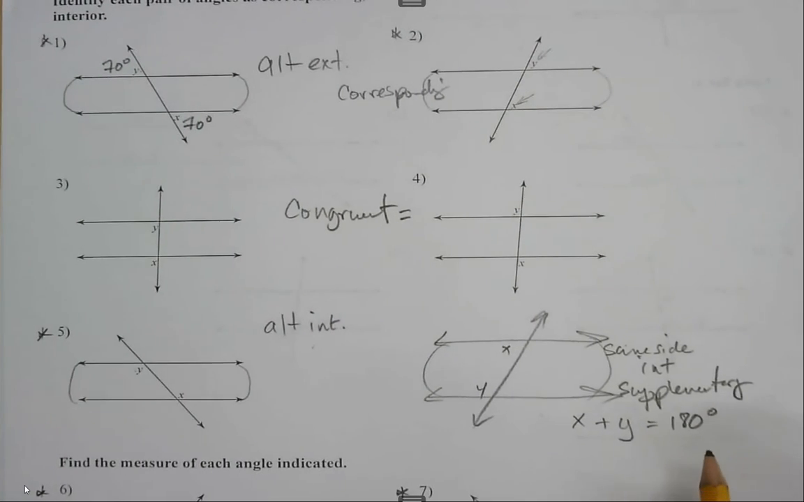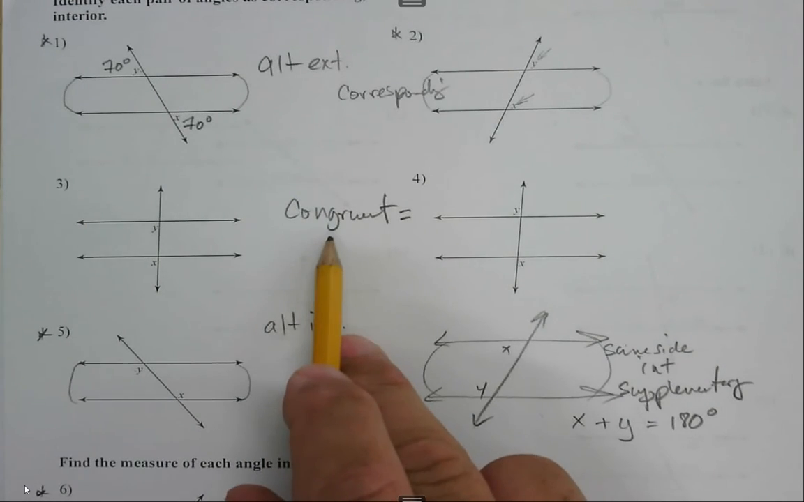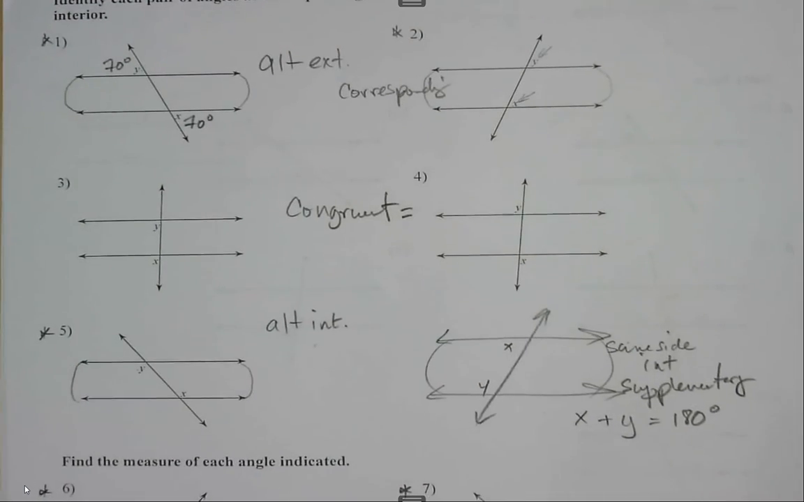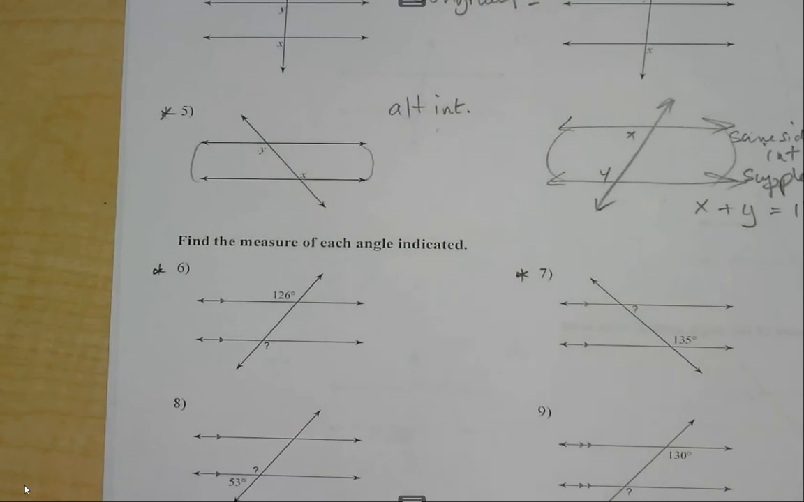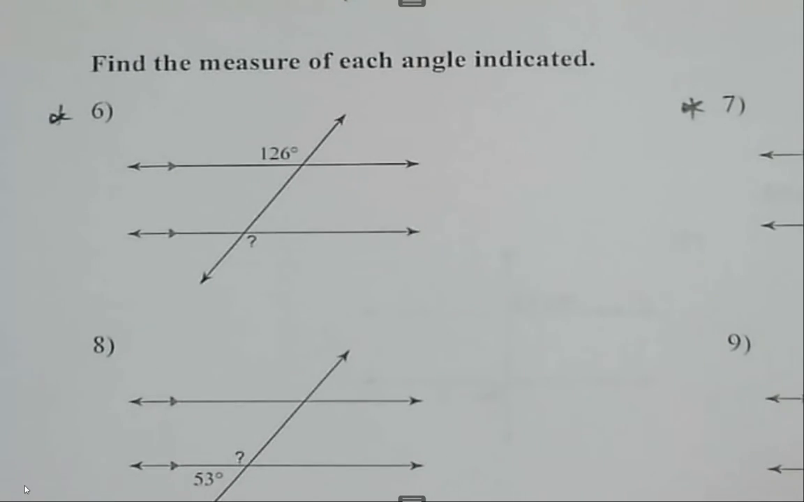So it's a totally different process than if it's one of these three angles and it's congruent. Here I have to add them up and set them equal to 180, which is a totally different thing. All right, so let's look at some live examples. So again, looking at number 6, and I'll go in a little bit on these.